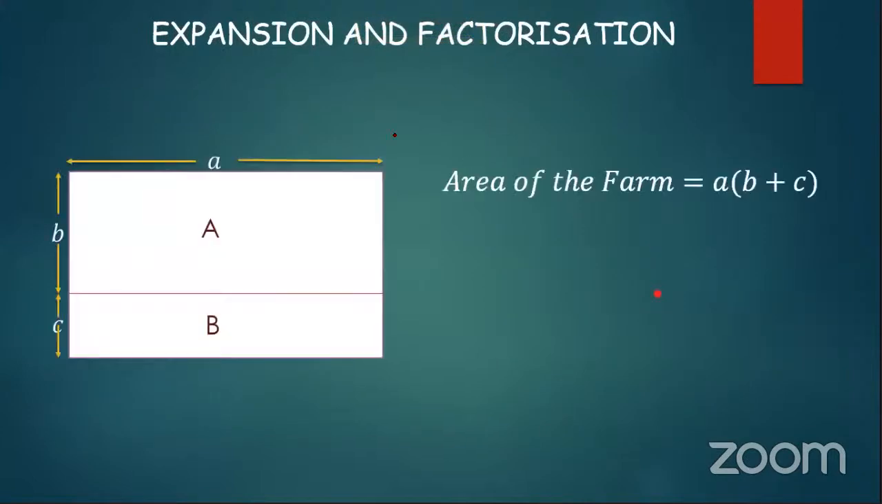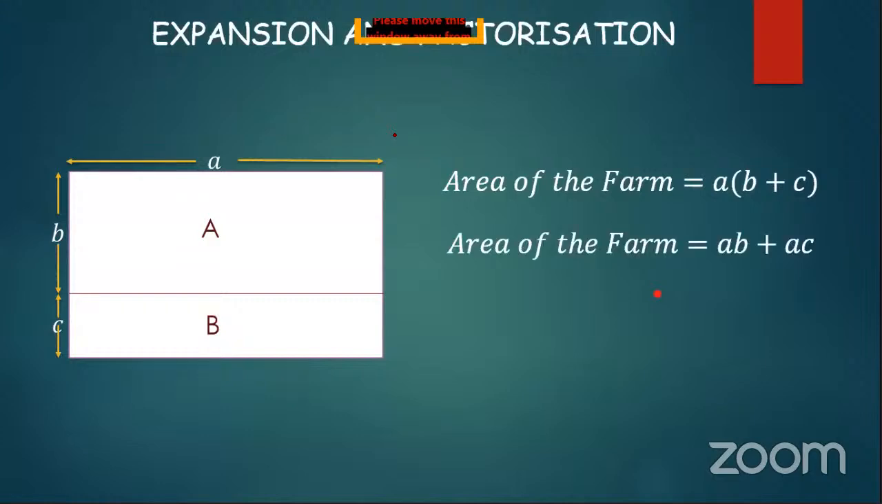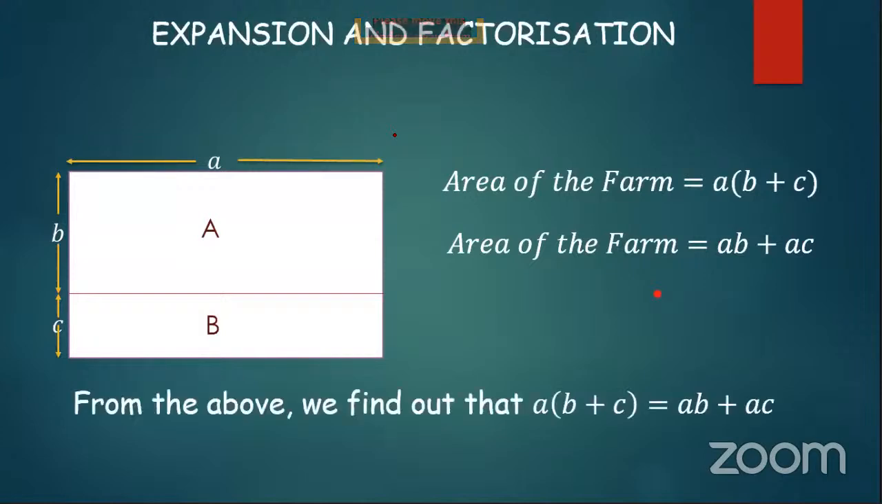Our area is going to be equal to A into B plus C, and when we open brackets, it will be AB plus AC. So which is the same as the one we obtained at first. So we shall make a conclusion that when we expand A into B plus C, it gives us A times B, which is AB, and A times C, which is AC.